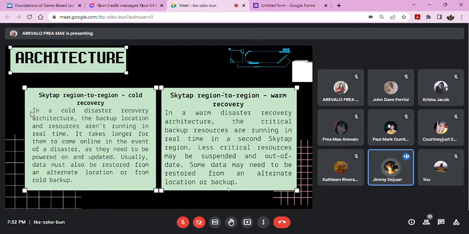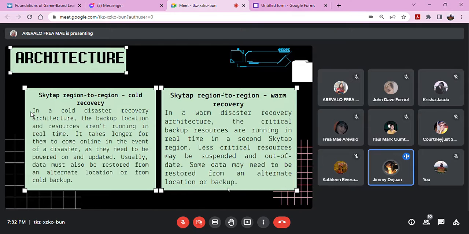SkyTap region to region cold recovery. In a cold disaster recovery architecture, the backup location and resources aren't running in real time. It takes longer for them to come online in the event of a disaster, as they need to be powered on and updated. Usually, data must also be restored from an alternate location or from cold backup. SkyTap region to region warm recovery. In a warm disaster recovery architecture, the critical backup resources are running in real time in a second SkyTap region. Less critical resources may be suspended and out of date. Some data may need to be restored from an alternate location.